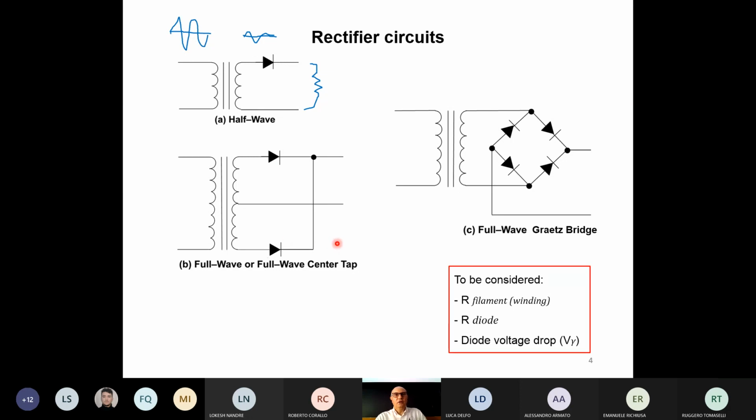The circuit is nice because it can give you a better waveform than the half wave. But you need 2 diodes. But what is more expensive is that you also need the double copper on the secondary. Well, now the diodes are very cheap.